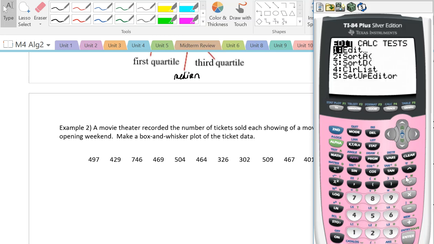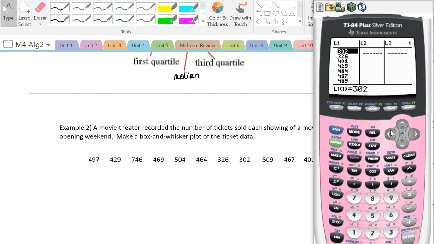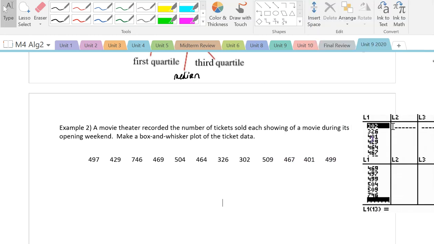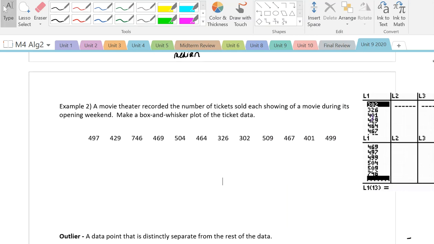Then it says done. We'll hit stat, edit, and now you can see I have them from least to greatest, which is really helpful for when you have to find the median or the mean. So, taking a look at this, I have 12 values, so 1, 2, 3, 4, 5, 6. This is the first 6 values.